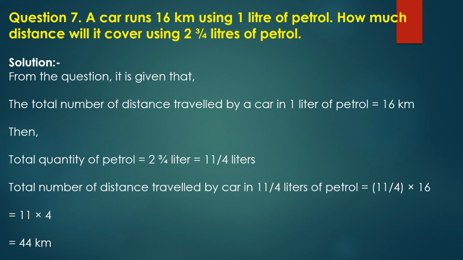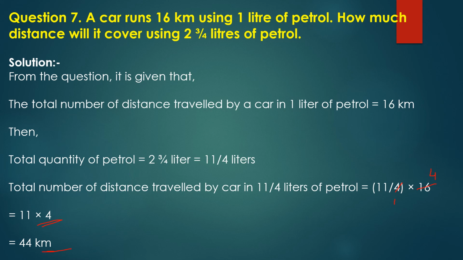The total distance travelled by car in 11 by 4 liters of petrol equal 11 by 4 into 16. So 4 ones are 4 and 4 fours are 16. Therefore 11 into 4. See here 11 by 4 means in the denominator we have 4 and the numerator is 11 and 16. In the denominator 4 ones are 4 and in the numerator 4 fours are 16, it gets cancelled. Therefore 11 into 4 remains. So what is this 11 into 4? It is 44 kilometers.